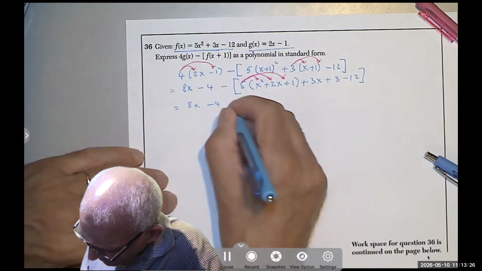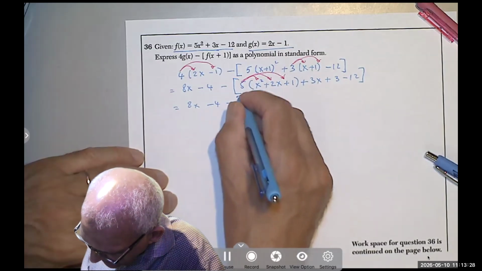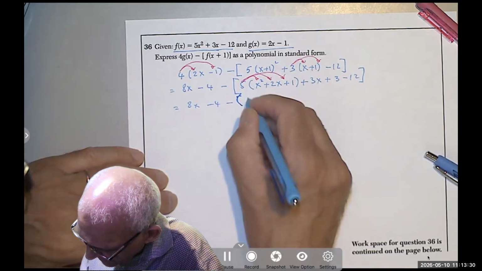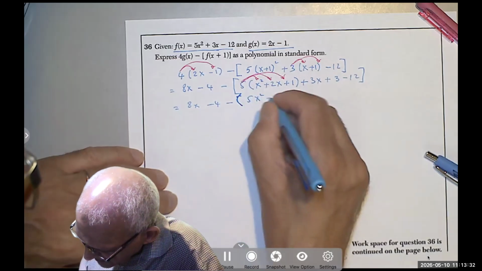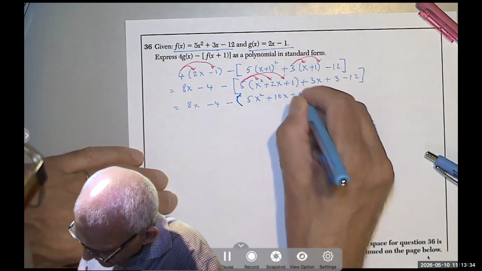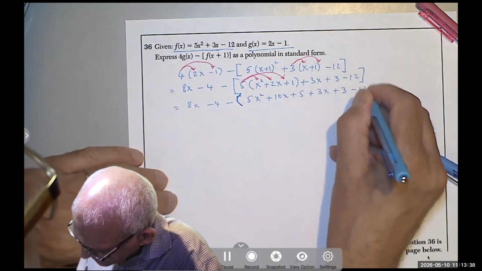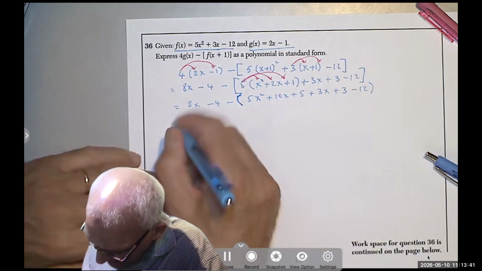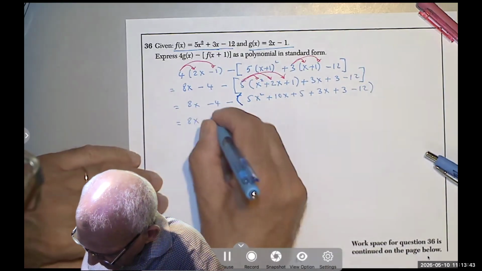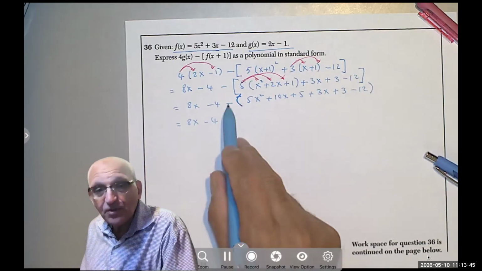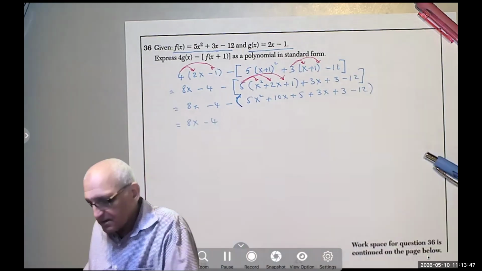8x minus 4 minus, and now I can use parentheses, 5x squared plus 10x plus 5, plus 3x plus 3 minus 12. Next, I'm going to distribute the negative, or the negative 1.